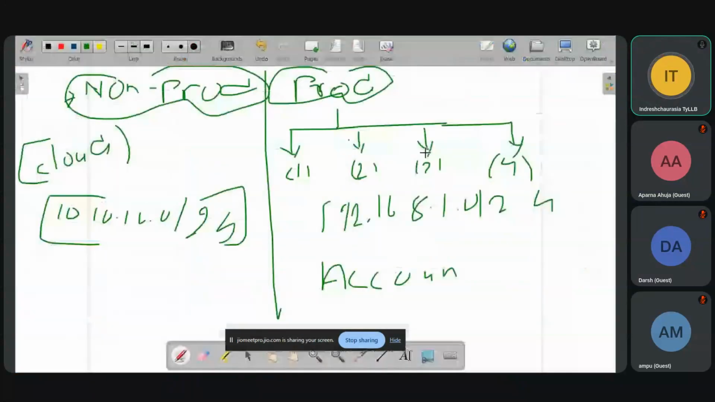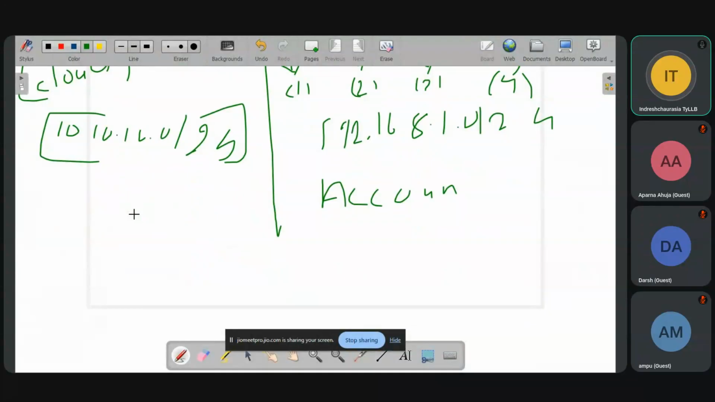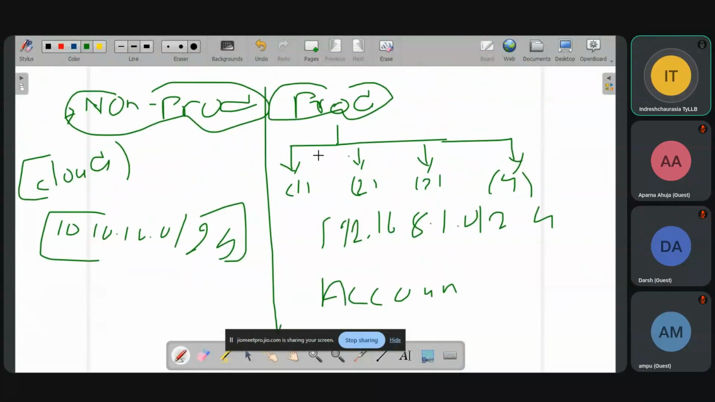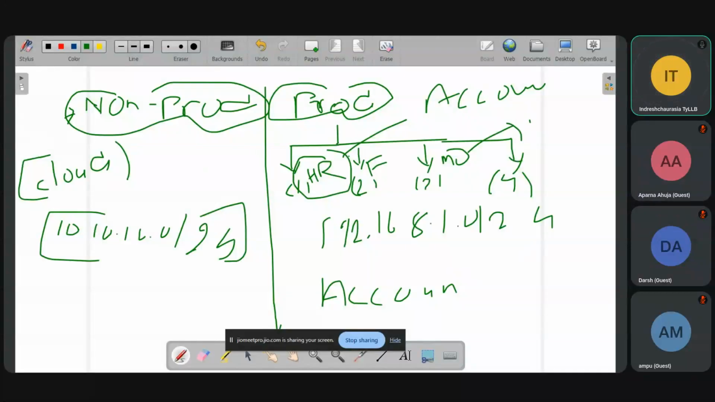Now, that is within the account. Suppose this is an HR application, this is a finance application, this is a monitoring application. So I'm creating an account for HR, I'm creating an account for finance, and all of those are accounts for non-production things.